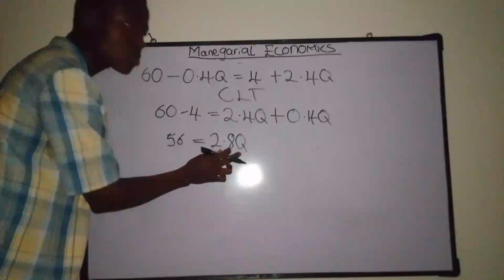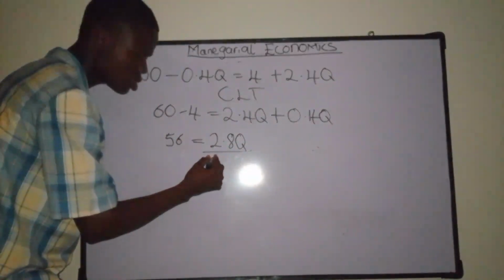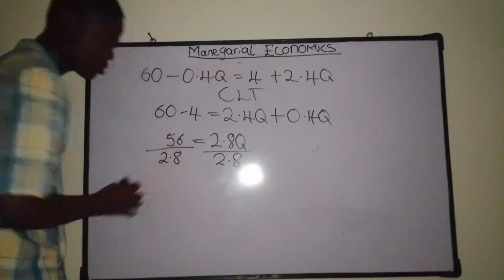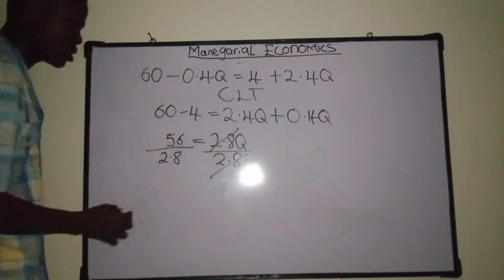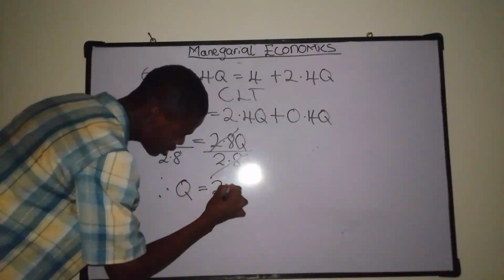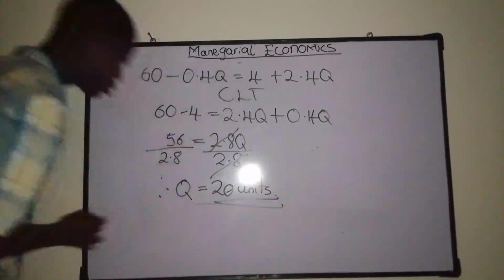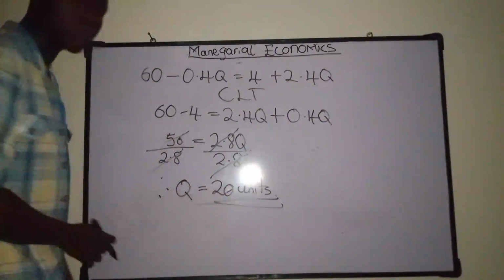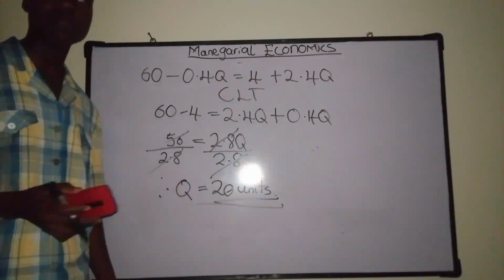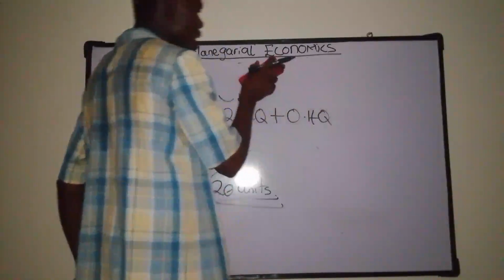Now, to make q the subject of the formula, you divide both sides by the number in front of the letter, which is 2.8 in this situation. 2.8, and this also 2.8. This cancels here, this cancels here. Therefore, Q is equal to 20 units. Divide here and here. That's how we got 20. Do you understand? Moving further, the last requirement is finding the price.